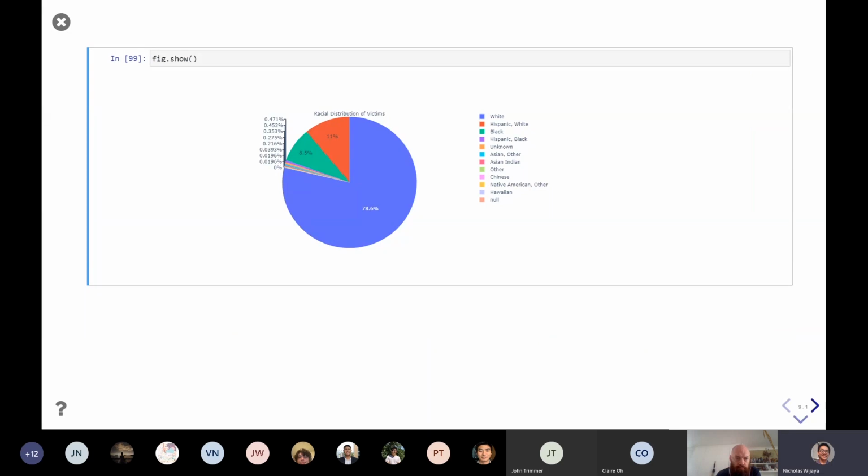This one is the racial distribution of the victims. So it's Caucasian, Hispanic, Caucasian, Black, and the others.